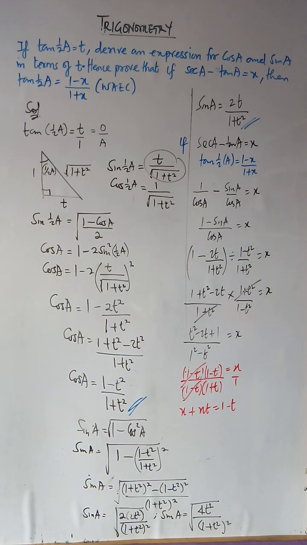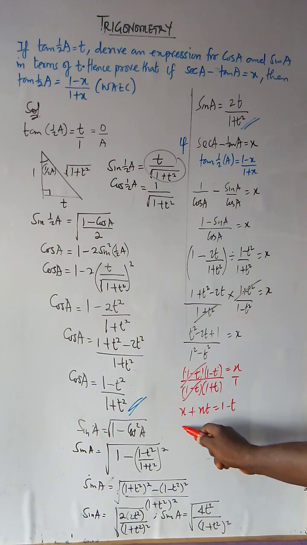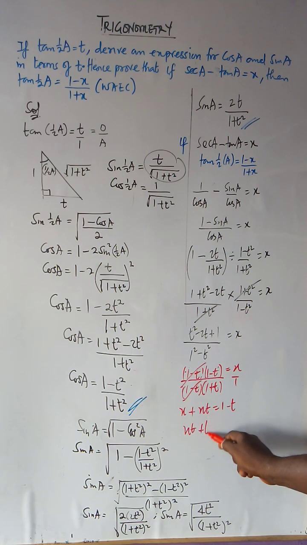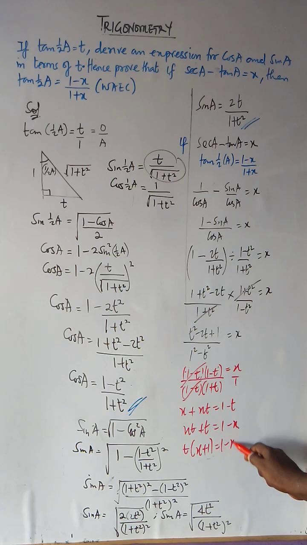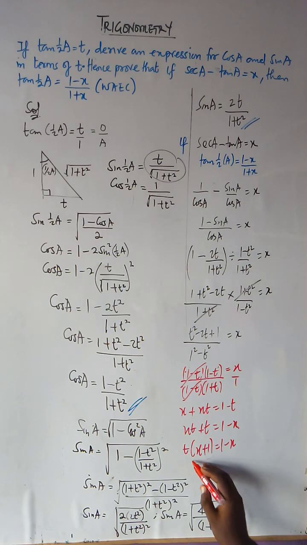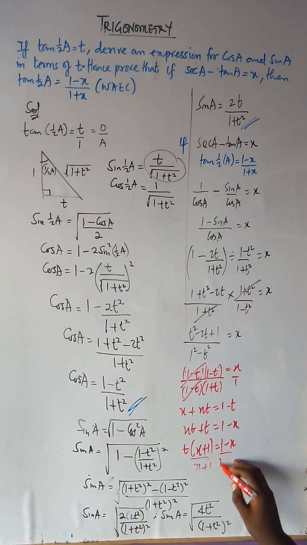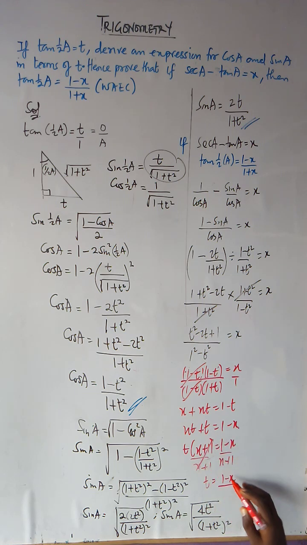Our aim is to get the value of t, right? So from here it means xt plus t equals 1 minus x. And from here t is common. t into x plus 1 equals 1 minus x. So we can divide both sides by x plus 1. So t equals 1 minus x over 1 plus x.